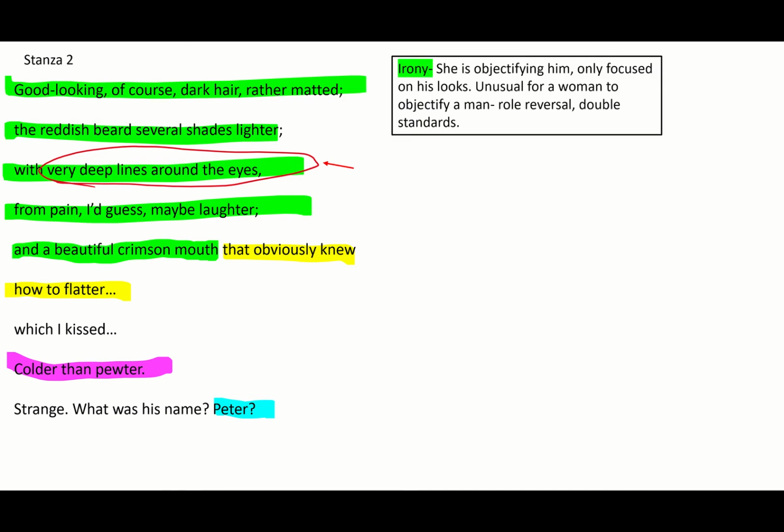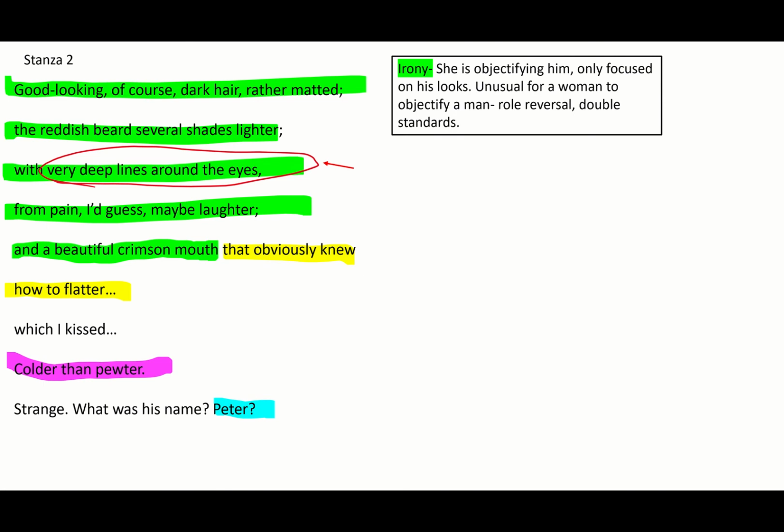So in the green there's most of that stanza, when she's discussing this random head's physical features. There's a real sense of irony in there. Salome's objectifying this man. She's only focusing on his looks. She focuses on his looks before his name, right? So that's objectification, which we know has happened to women for centuries, being seen as objects as opposed to people. So this is really clever because we know it's unusual for a woman to objectify a man in this way. I mean, in society, quote unquote, right?